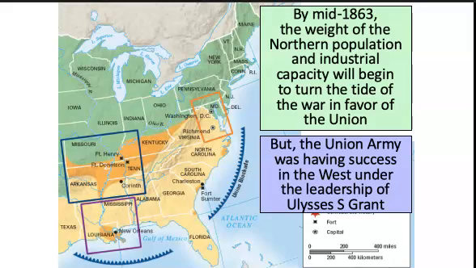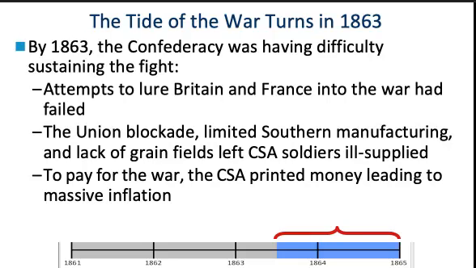So let's go to the second half of the war. 1863, the turning of the tide. By 1863, the Confederacy was having difficulty sustaining the fight. Attempts to lure Britain and France into the war had failed, thanks to things like the Battle of Antietam and the Emancipation Proclamation.